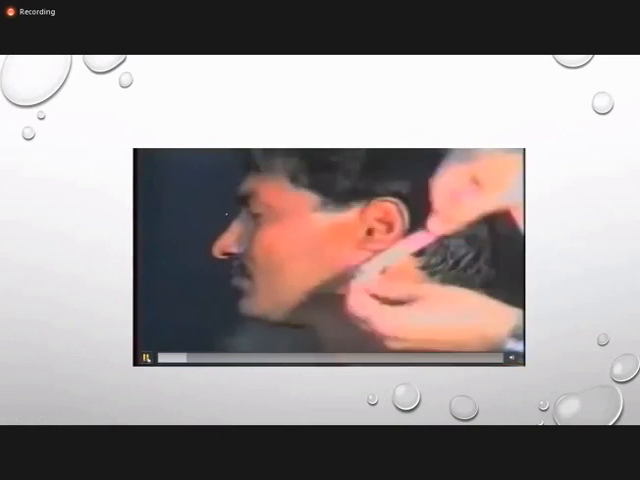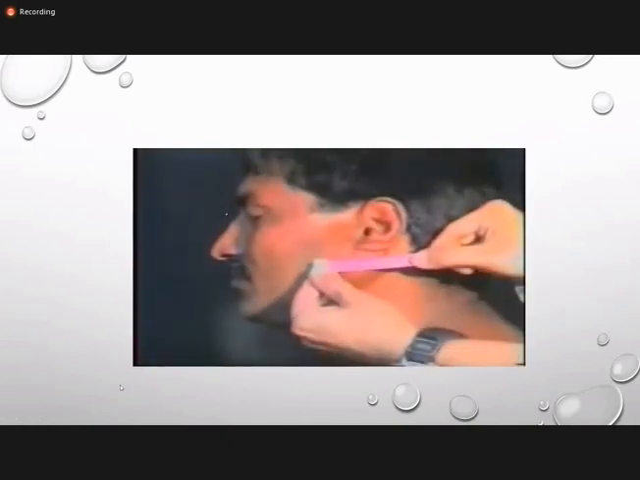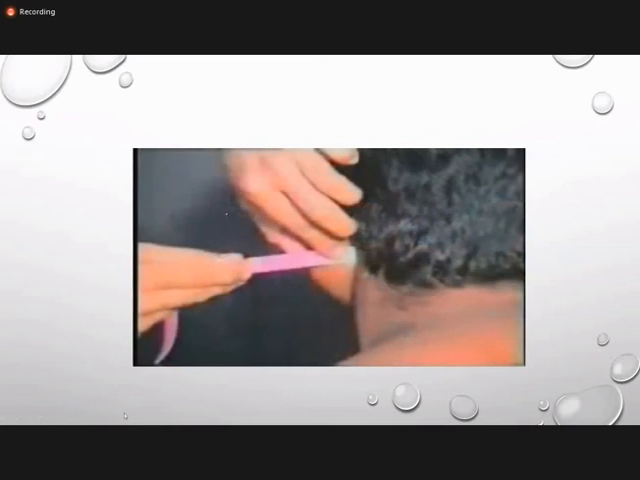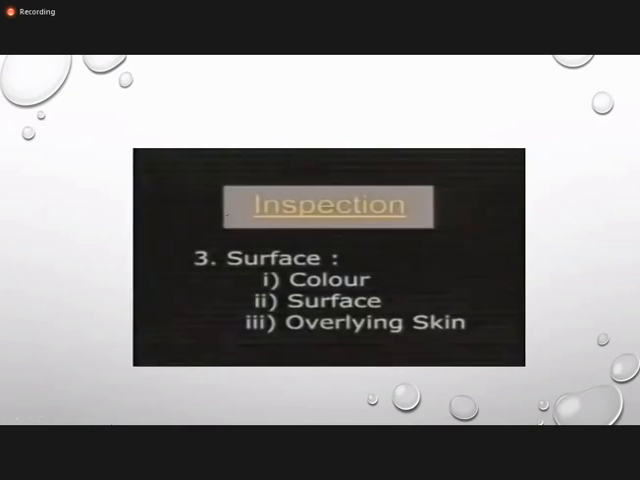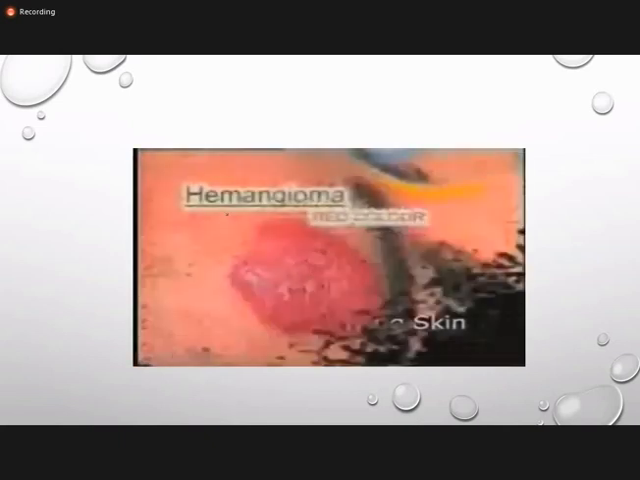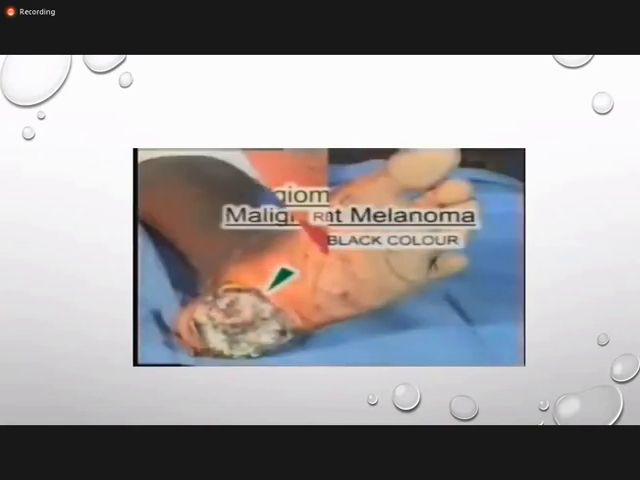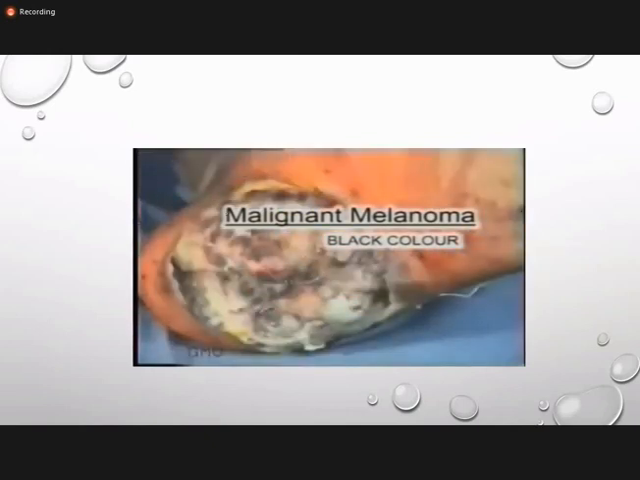Measure in the longitudinal and transverse axis, and where possible, the depth. The depth of the swelling can be better judged on palpation, so measurement with a scale may also be done during palpation. Now examine the surface of the swelling. Does it have any characteristic color? For example, a capillary hemangioma, as seen on the forehead of this child, is bright red in color, or a malignant melanoma, as seen on the heel of this patient, is black in color.